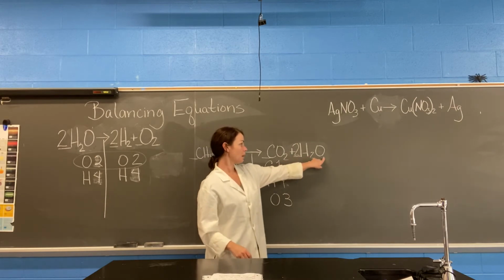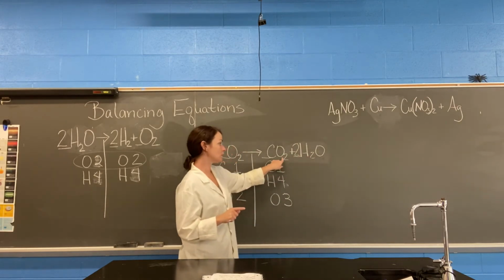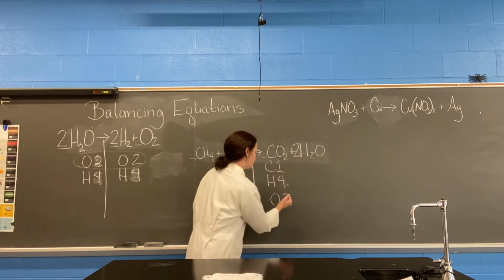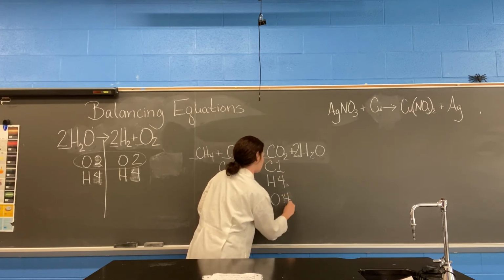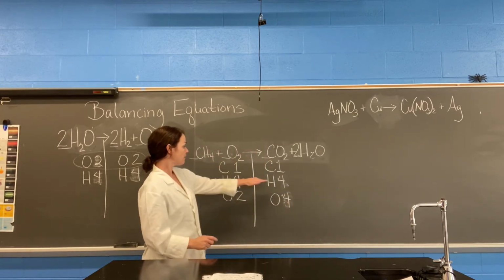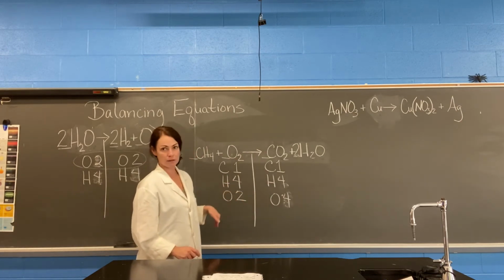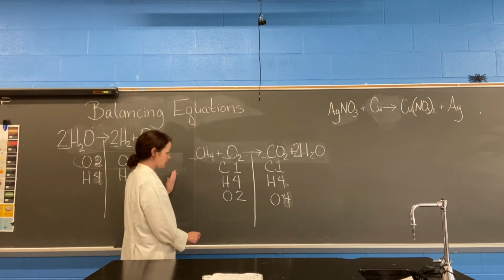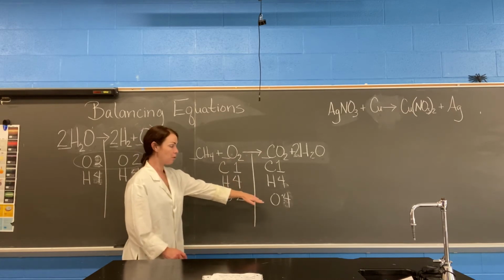2 times 1 gives me 2 oxygens, but don't forget there are also 2 here. So I have 2 plus another 2 gives me 4 oxygens. So I fixed my hydrogen problem. I did not fix my oxygen problem. So now I'm going to come over here and see what I can do. I have a total of 2 oxygens, but I need 4.